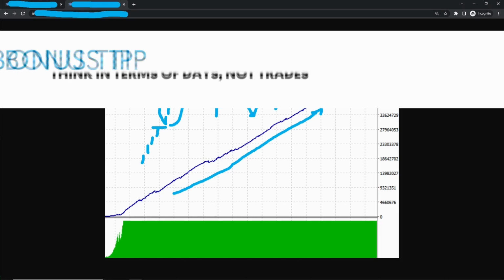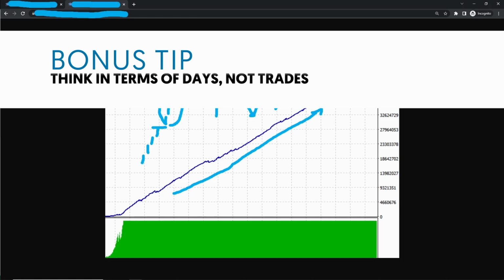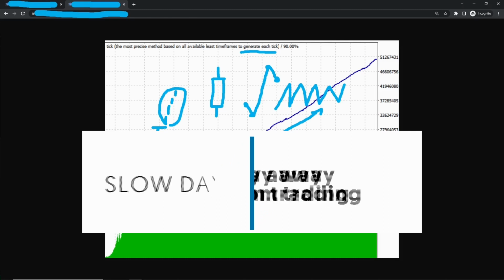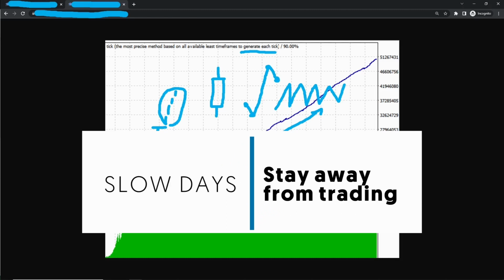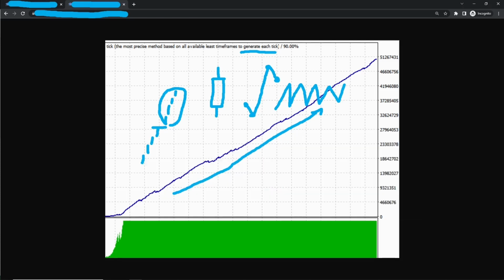And now my bonus tip. Guys, I want you to think in terms of days, not trades. And let me explain. There are days that are really terrible to trade. The market doesn't move, it's just choppy and sideways. And on days like this, your best move is to stop trading and wait for the next day. Otherwise, you may end up the day with a 10% winning rate and a terrible risk reward. And you don't want that, right?